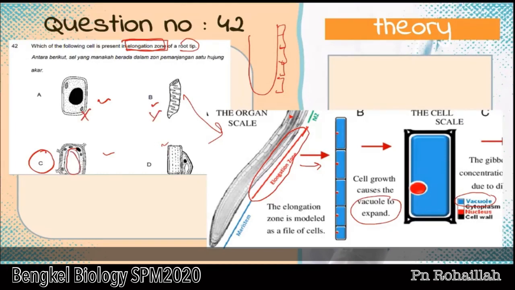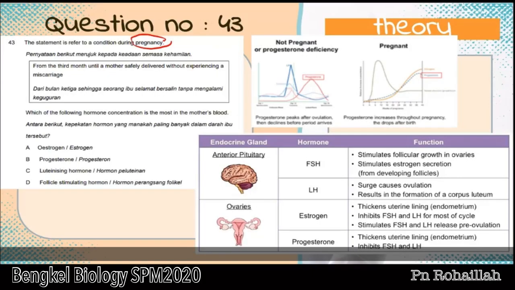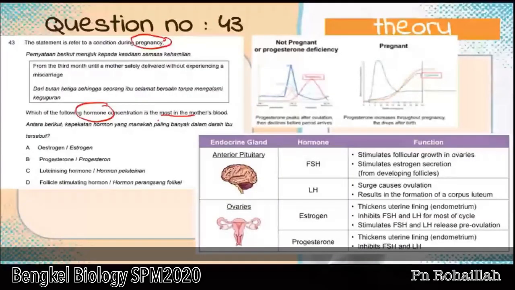Okay, next, 43. Okay, the statement is referred to the condition during pregnancy. Underline the word pregnancy. Okay, from third month until a mother safely deliver without experience a miscarriage. Okay, which of the following hormone moves in the mother's blood? So, bila pregnant, tengok graf ni. Okay, what are the hormone?